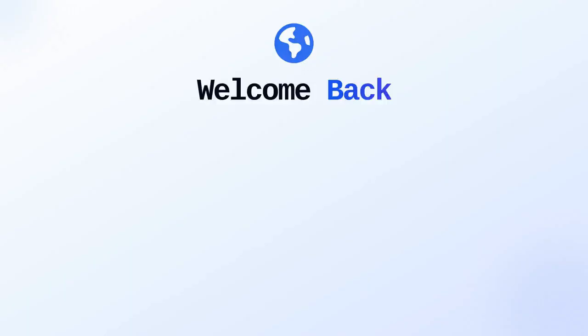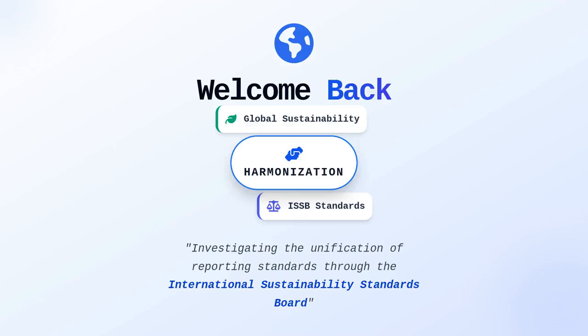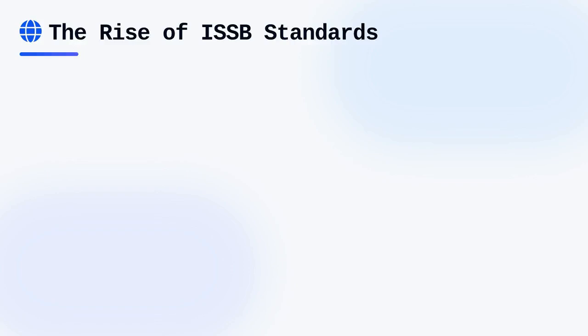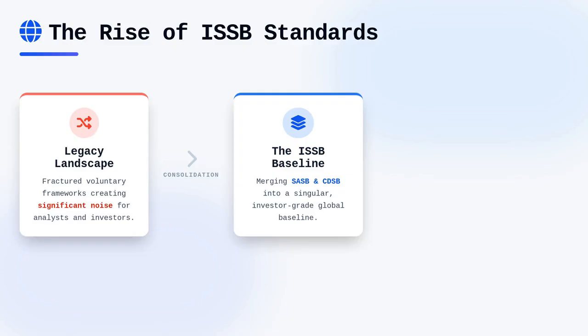Welcome back. In this session, we investigate the harmonization of global sustainability reporting through the work of the International Sustainability Standards Board. The landscape of corporate reporting has historically been fractured, with a proliferation of voluntary frameworks creating significant noise for investors and analysts. The emergence of the International Sustainability Standards Board, or ISSB, represents a deliberate push toward a singular, investor-grade global baseline for sustainability disclosure.